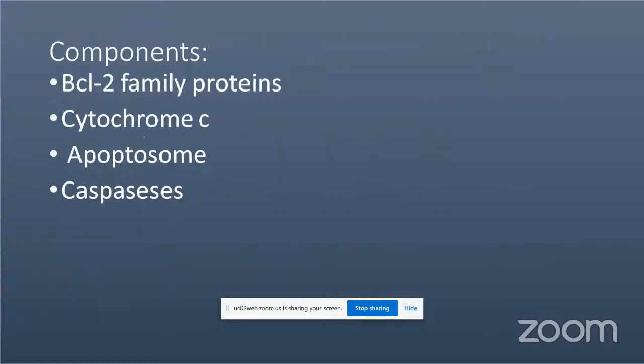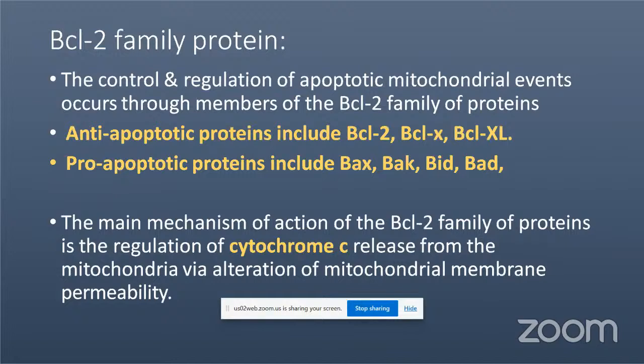death. Then, what are the components of intrinsic cell death? The first one is BCL2 family proteins, then cytochrome C, apoptosome, then caspase. Next is the BCL2 family proteins. The control and regulation of apoptotic mitochondrial events occurs through members of the BCL2 family of proteins.